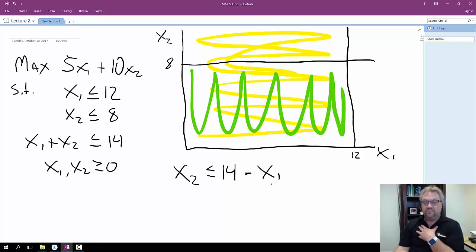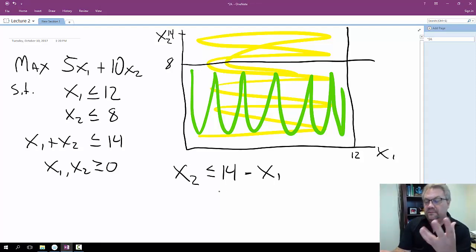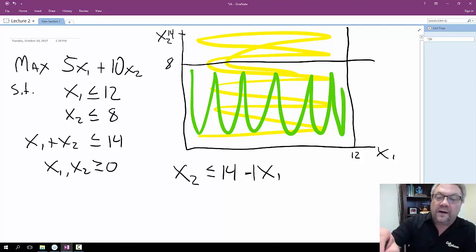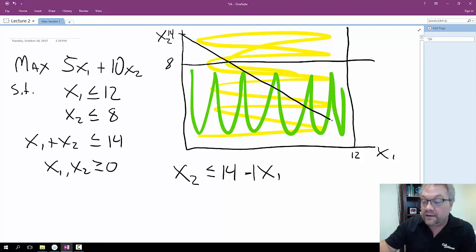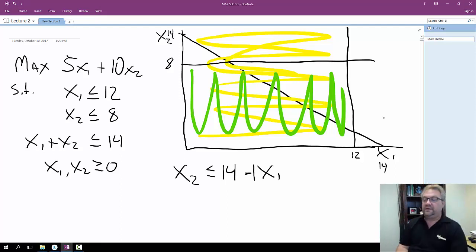Okay, so now I have to draw in that constraint. Remember your equation of a line. This is my y-intercept, and this would be my slope. You can imagine there's a 1 in here. So 14 is my y-intercept, and I have a slope of -1. So I am just going to have a straight, linear line down to here. And of course, this is 14 right there.